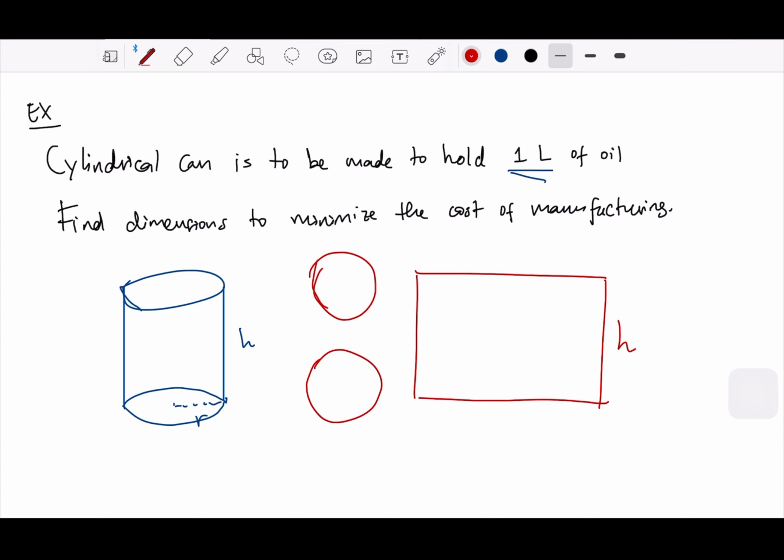This is H, according to this one. And what is this? This is the circumference of the circle. I hope it's familiar; you need to memorize that. So 2 pi r, and this is r. So the area will be 2 pi r squared for both of these 2 circles, plus the rectangle, which is 2 pi r h. So we have the function to optimize.